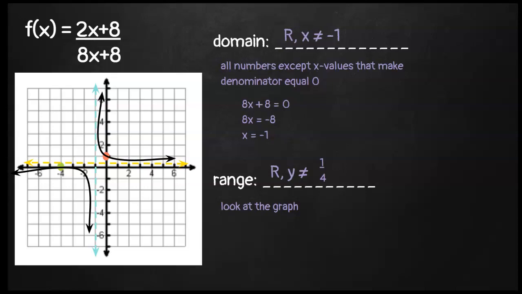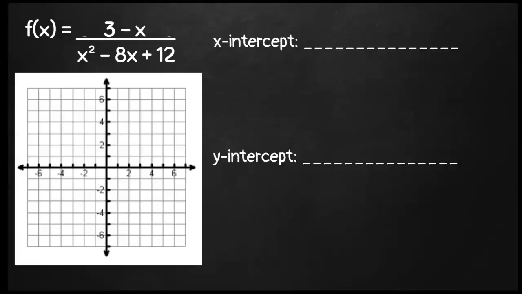Okay, so let's tackle another example. Here's another function. And again, let's look at these specific characteristics and put our appropriate information on our graph. So x-intercepts, remember, are the zeros of your numerator. So I'm going to set my expression in my numerator equal to 0, and I'm going to get x is equal to 3. So my x-intercept is going to be at (3, 0).